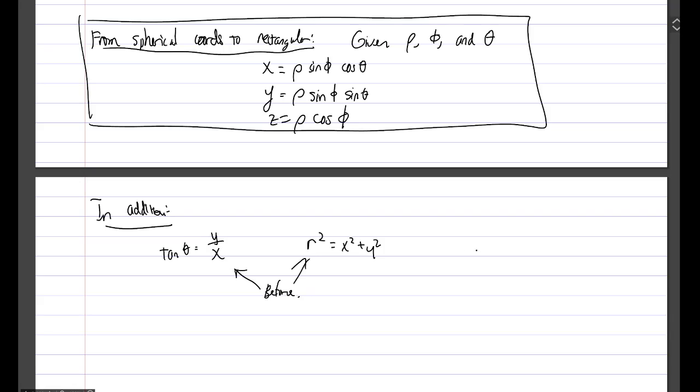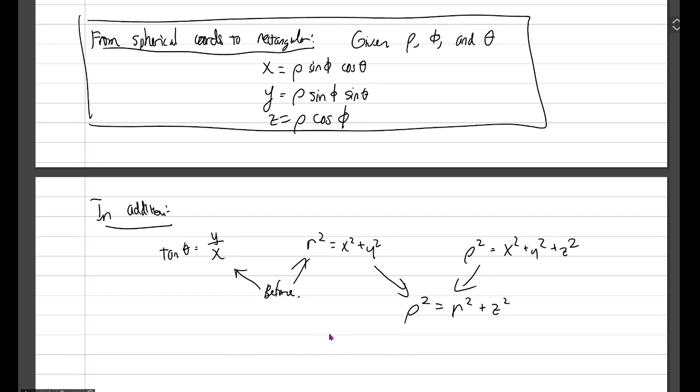We also had rho squared is equal to x squared plus y squared plus z squared. And so you can combine these two, replace the x squared plus y squared, and you can get an equation like this, right? Rho squared is equal to r squared plus z squared. So if it's helpful to you, why not just have that equation? It's just another thing that's true.